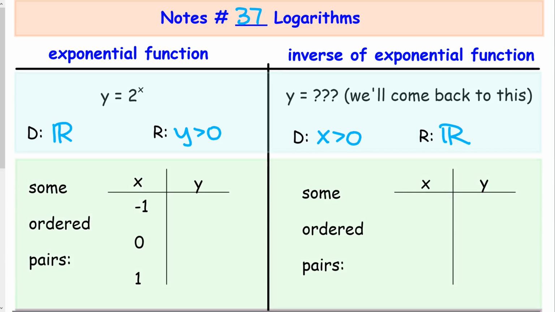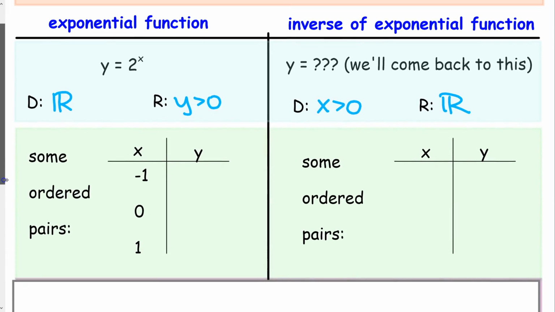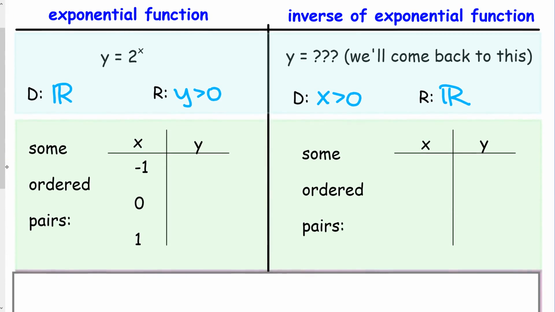Okay, well, let's find some ordered pairs. So for this exponential function, if we had x equals -1, 2 to the negative first power is 1/2. If we have x equals 0, 2 to the 0 power is 1. And if we have x equals 1, 2 to the first power is 2. So for this inverse, whatever it happens to be, we know that for inverses, x and y coordinates switch, so we could list some ordered pairs: (1/2, -1), (1, 0), and (2, 1).